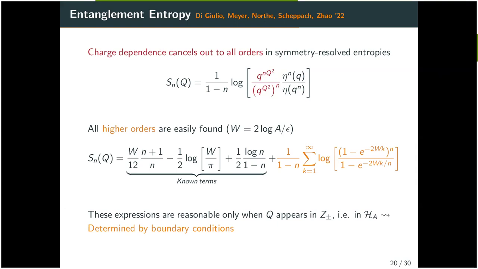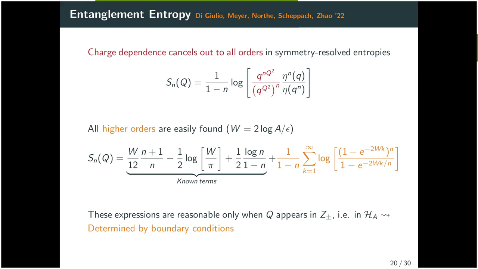There is a bit of charge dependence here, and the charge dependence just means the boundary conditions that you keep in the beginning, Dirichlet or Neumann, indicate to you which charges are allowed in the partition function in the first place. This just boils down to the fact that if you only have integral charges, say, then you can't really compute this for a half integral charge. It just makes no sense.